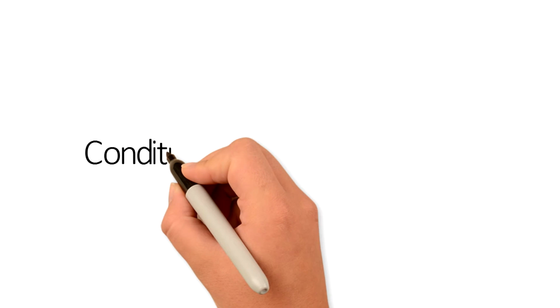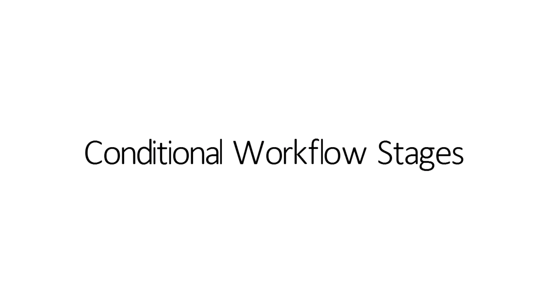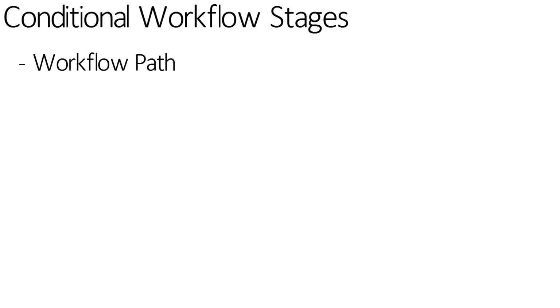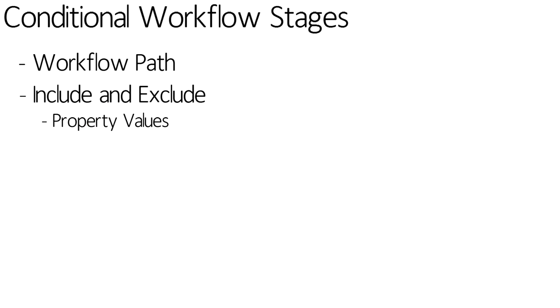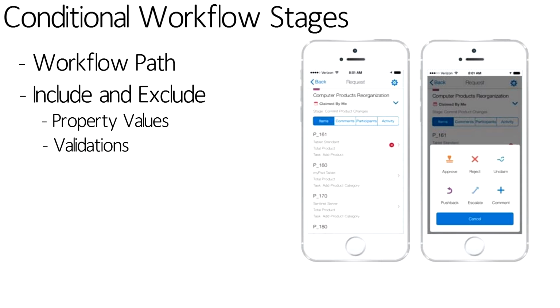So, conditional workflow stages, here are the improvements. We can now do a little bit more with the workflow path. We can include or exclude certain paths depending on the property values and validations, right? So basically giving us more flexibility during the request. We can say, hey, everything that starts with an A, go this way. Everything that starts with a B, hey, why don't you go this way?